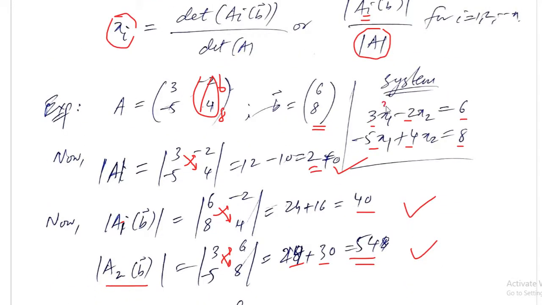You can replace here x1 as 20, x2 as 27. So 20 times 3 is 60, minus 27 times 2 is 54. So 60 minus 54 is 6. The first equation is satisfied. Now replace 20 here and 27 here: 5 times 20 is 100, and 27 into 4 is 108, right? So 108 minus 100 is 8. So both equations are satisfied.